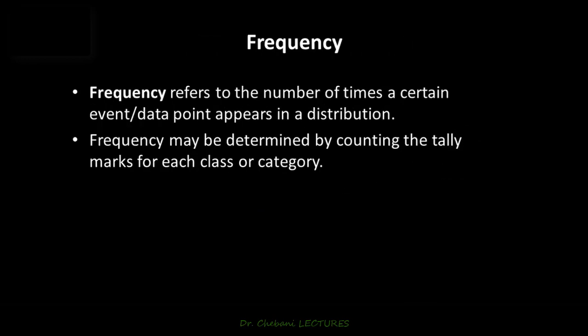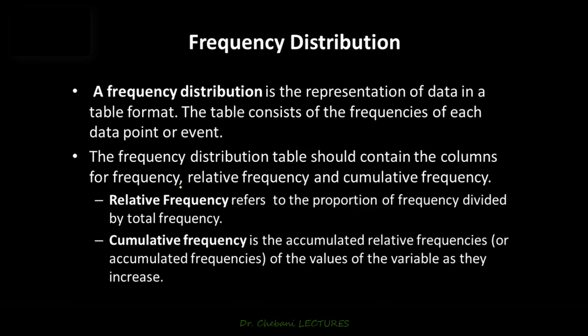Moving on, a few definitions. Frequency refers to the number of times an event or a data point appears in a distribution. Frequency may be determined by counting tally marks for each class or category. When you're doing things manually, the old way, without using any statistical package such as Excel, SPSS or Stata, you may have to use tally marks in order to keep count of whatever data points you are dealing with. You'll see an example of this in the next few slides.